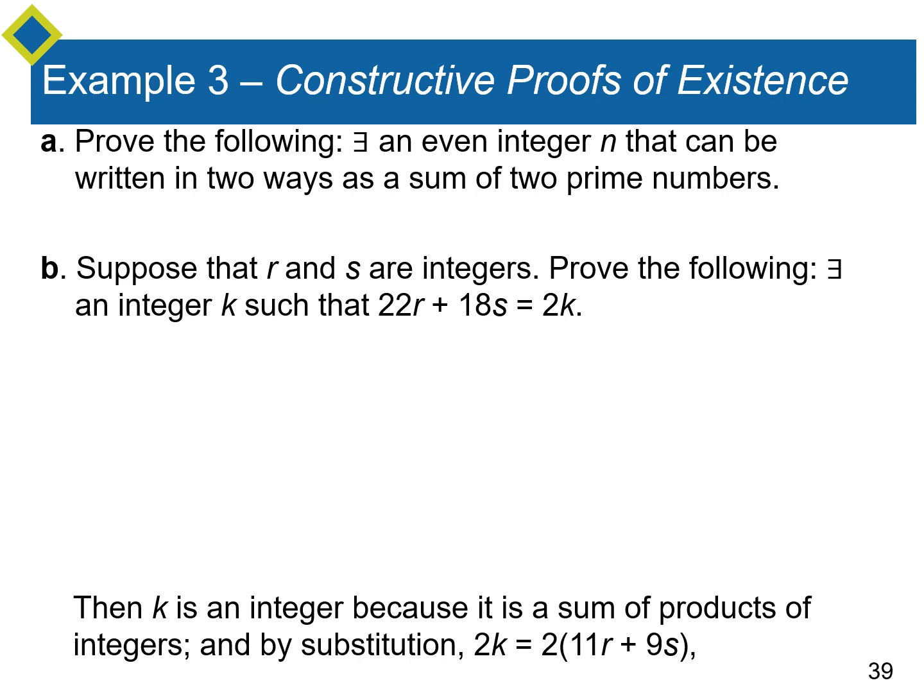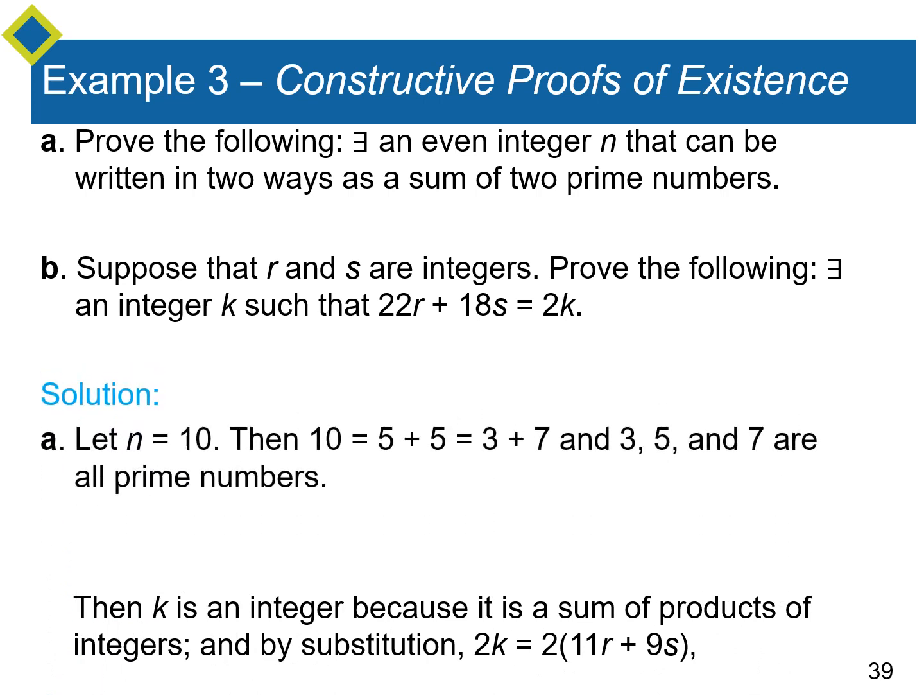Okay, example, prove the following. A, there exists an even integer n that can be written in two ways as a sum of two prime numbers. B, suppose that r and s are integers. Prove the following: there exists an integer k such that 22r plus 18s equals 2k.